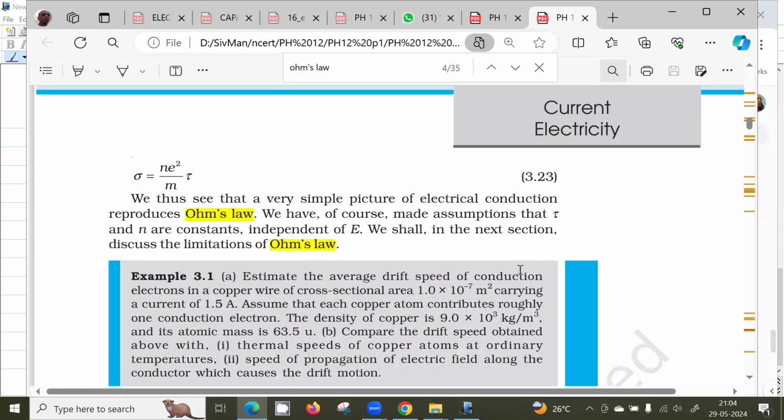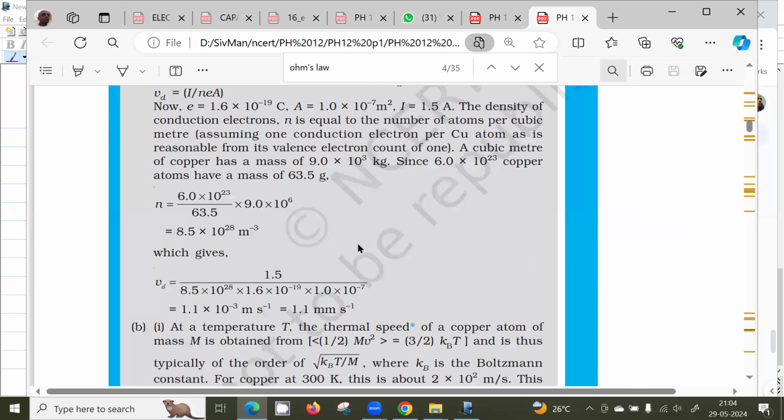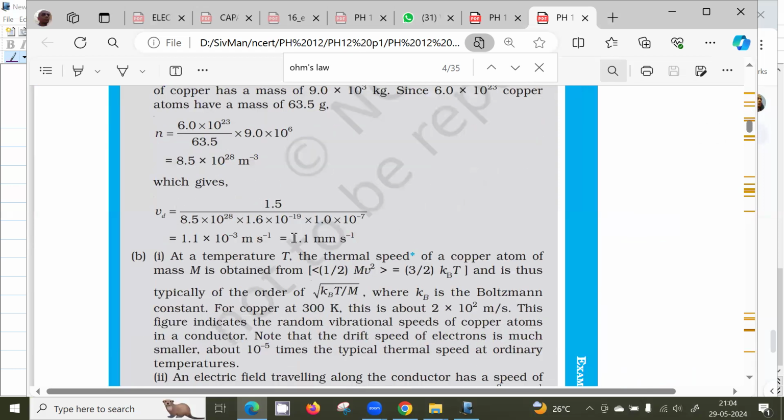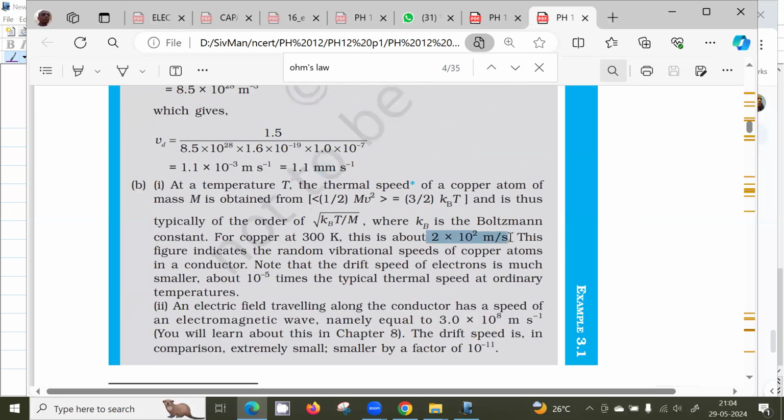There is an example here. See, compare the drift speed with the thermal speed, that is the random speed. They run some calculation. They call the drift speed 1.1 mm per second. So in 1 second, it covers a distance of 1.1 mm. But the thermal speed is 200 meters per second. It travels a distance of 200 meters, and the drift speed is 1.1 mm. So you can see the difference, right?